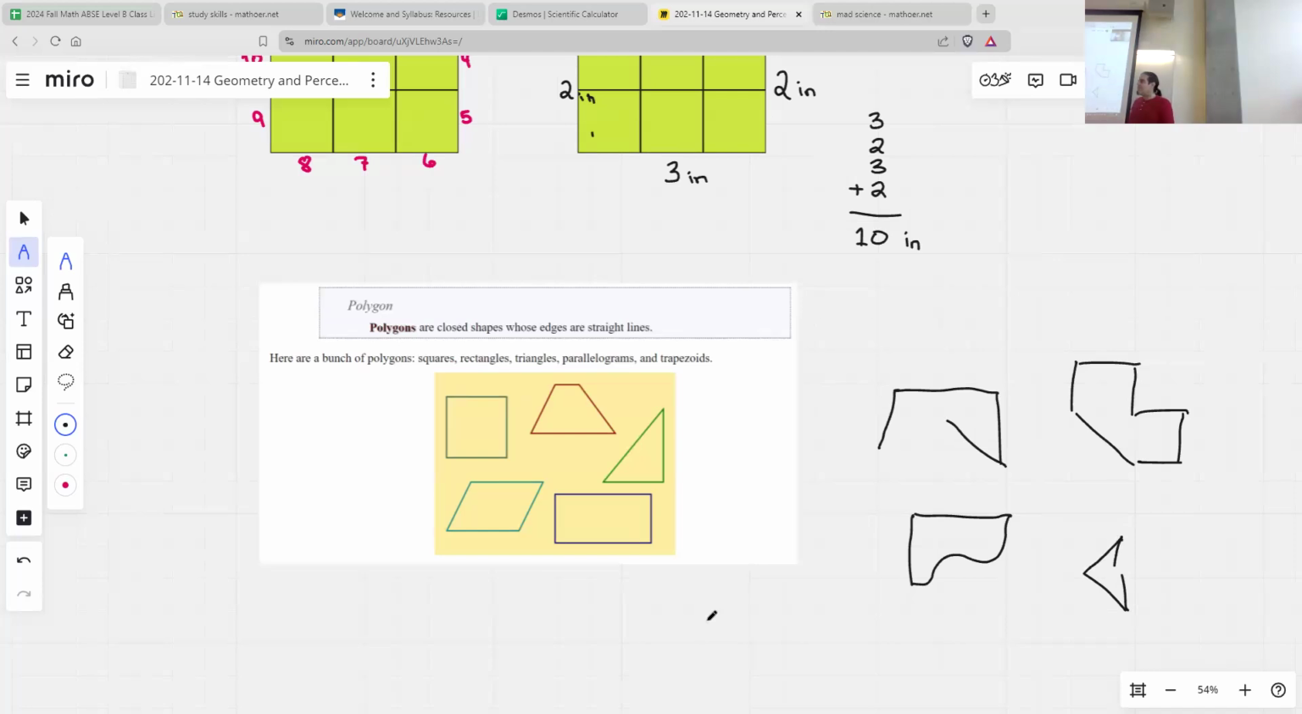So, what else want to share? You got one? Okay. So Leo's was a little more square, but also didn't quite close. You had more sides on it.